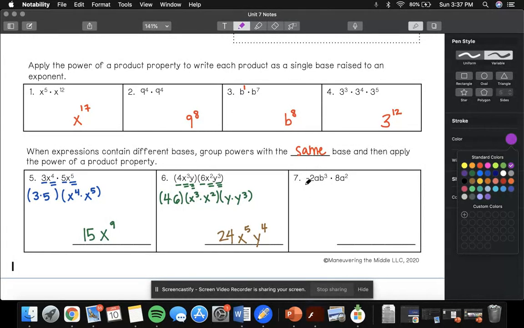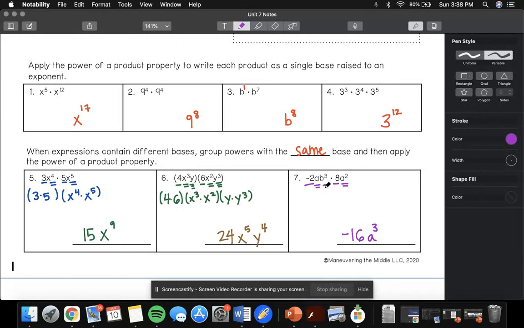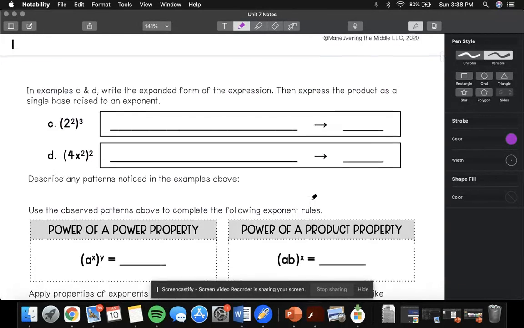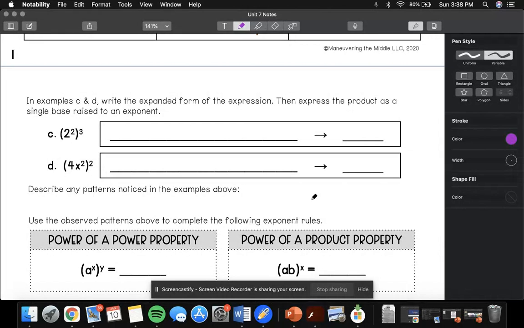All right, so we can visualize this. -2 times 8 is -16. A times a to the 2nd, 1a, and then 2 more a's would be a to the 3rd. Then finally, we have b to the 3rd. It is not being multiplied by any common bases, so we just rewrite b to the 3rd. All right, off to page 2.